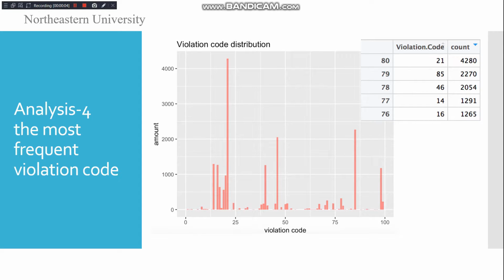Hi everyone, I'm Sijia. For the next analysis part, we researched the most frequent violation code in the New York violation data. We can see in the chart and the table that the most frequent violations are types 21, 85, 46, 14, and 16. Violation code 21 is much higher than the others, at more than 4,000 times. Codes 85 and 46 rank behind, both at about 2,000 times. In order to figure out the details, we made a specific table for the violation types based on the above table.